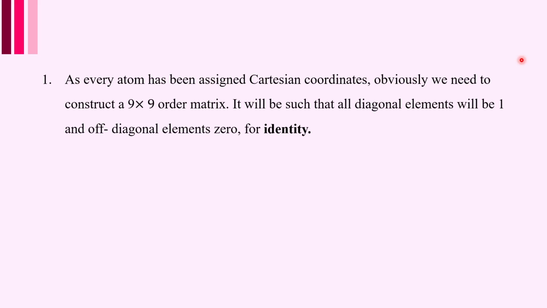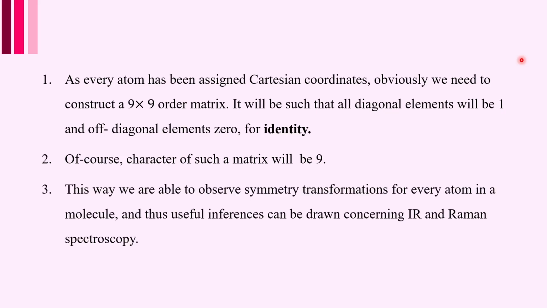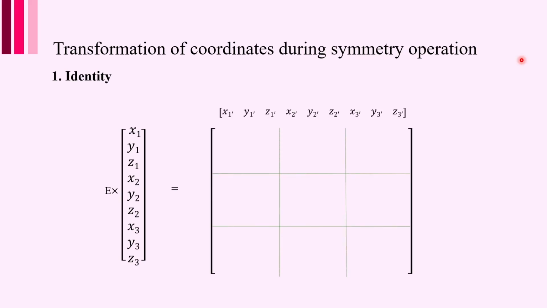As every atom has been assigned a 3D Cartesian coordinate system, we know that for identity, we can construct a matrix of order 9 by 9. How? Look at this. For identity, each block has a representation of 1, 0, 0, 0, 1, 0, and 0, 0, 1. So in the case of x1, y1, z1 and x1 dash, y1 dash, and z1 dash, the coordinates remain the same.